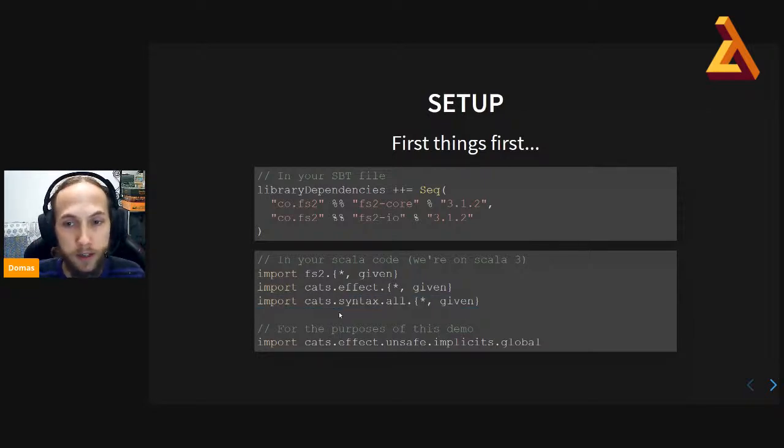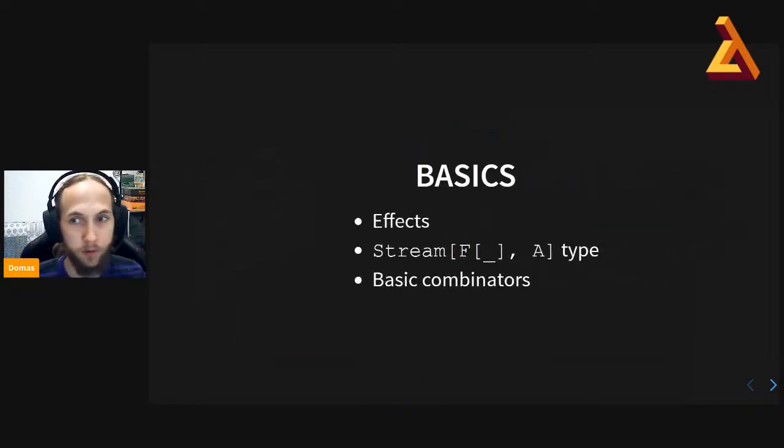I'm also importing cats syntax extensions to make some of the code a little bit smaller, which is useful for a presentation. And finally, because this is a presentation and I need to actually run code to show you things happening, I also have the unsafe runtime imported globally. This is not something you would do in a real project, but we need it here.